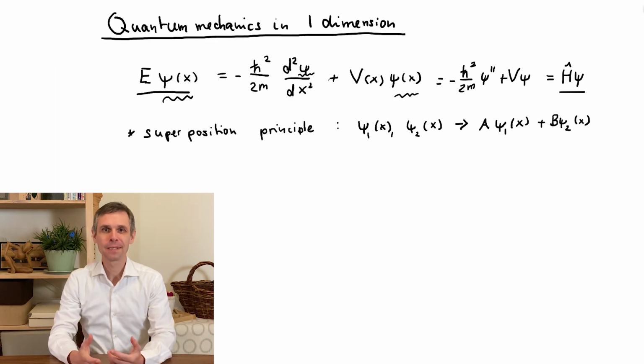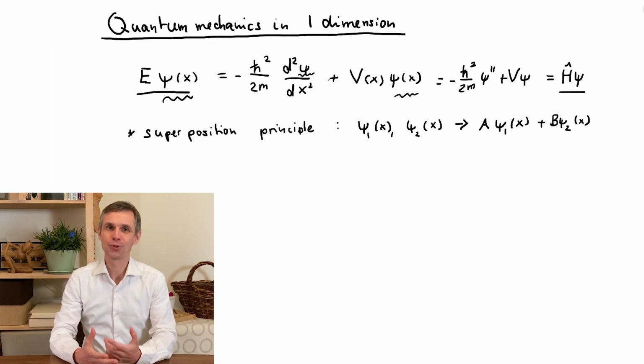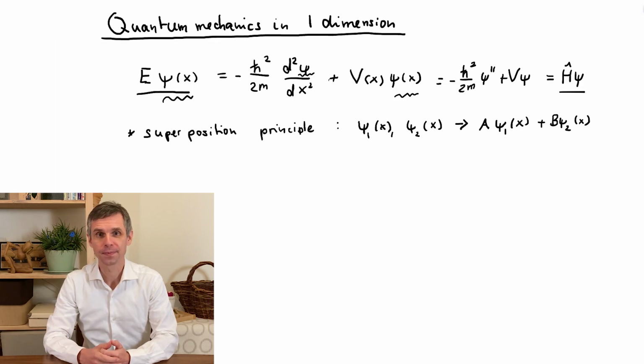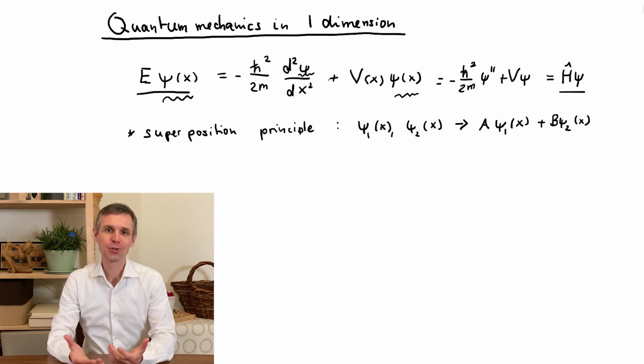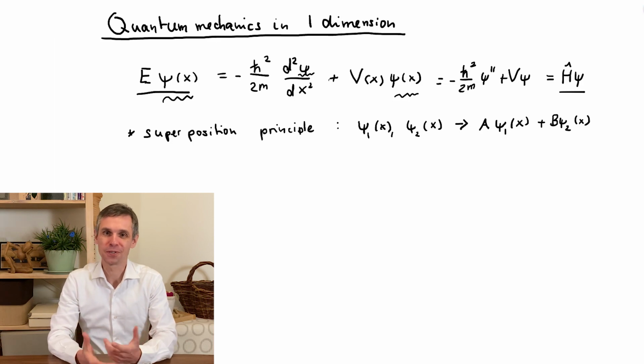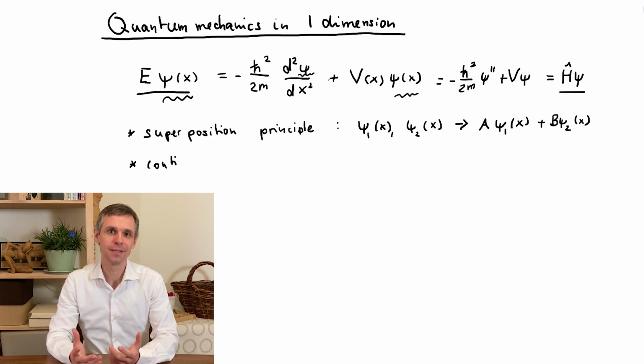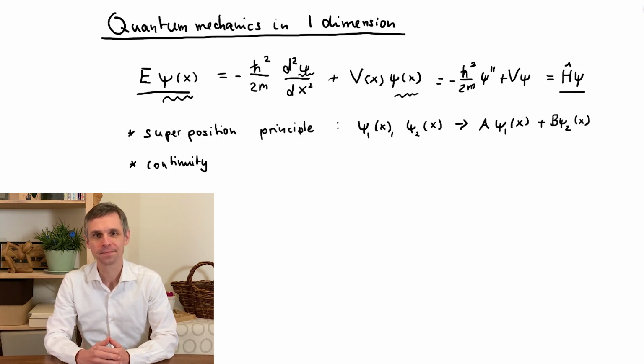As it happens, as we have a differential equation of second order, this guarantees us that we have exactly two independent solutions, and then we combine them into the most general solution. However, this solution will not always be physical, and that will be really interesting. But before I come to these physical constraints, let's look at another very general mathematical feature, and this concerns the continuity of the solutions.